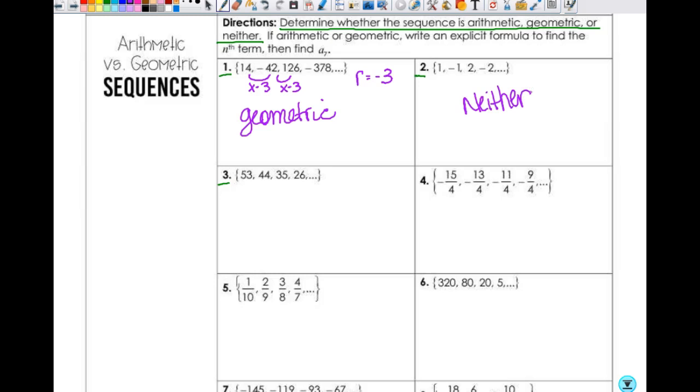What is happening in number 3? Okay, we're subtracting 9. So we're minus 9, minus 9. So that's a common difference, which is negative 9, which means it's what? Arithmetic.